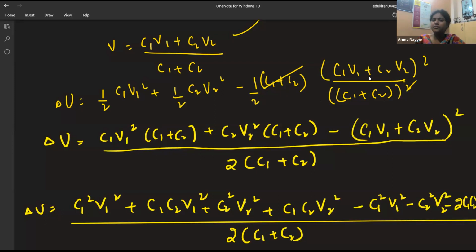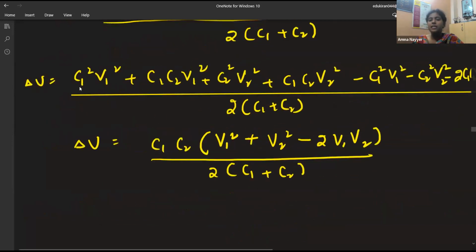So the best method is to take the LCM. What would be the LCM? Here we are having 2, here we are having C1 plus C2. So the best way to take out the LCM is 2 times C1 plus C2. So multiply every term by C1 plus C2, and here you multiply it by C1 V1 plus C2 V2 to the power whole square. This I haven't changed right now. All right, class. Now see, C1 square V1 square plus C1 C2 V1 square. How have I obtained this?